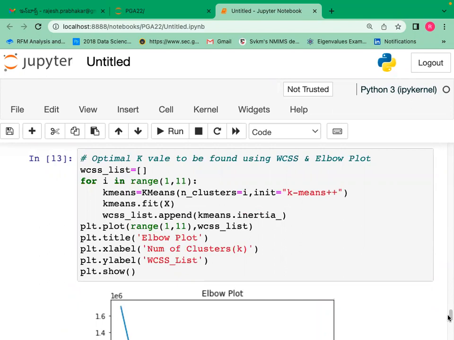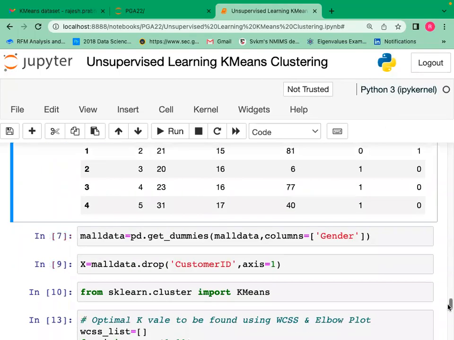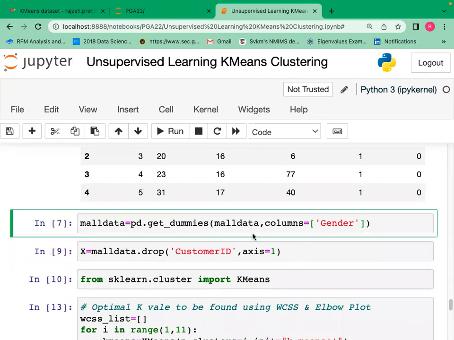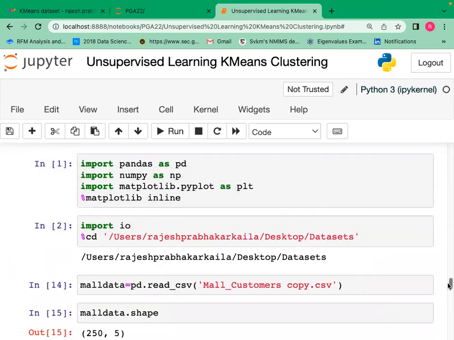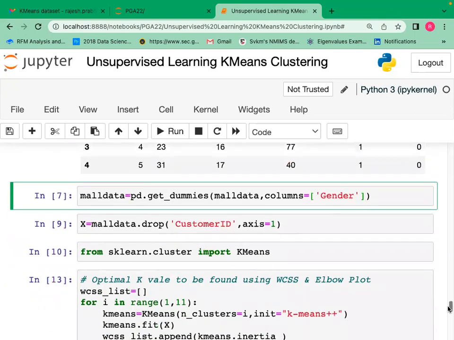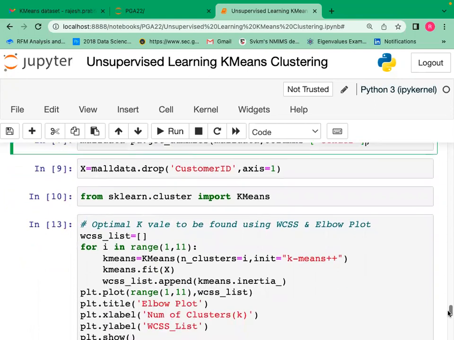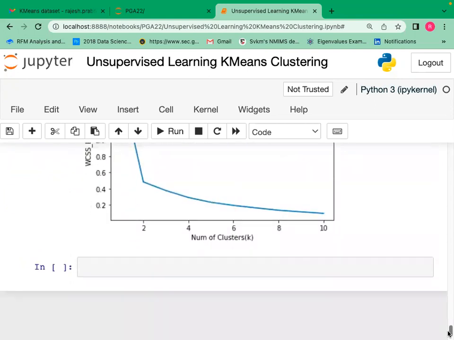So K is equal to 2. The bend is happening at 2, right? For this data, K is equal to 2. With the gender, we are getting only 2 clusters.